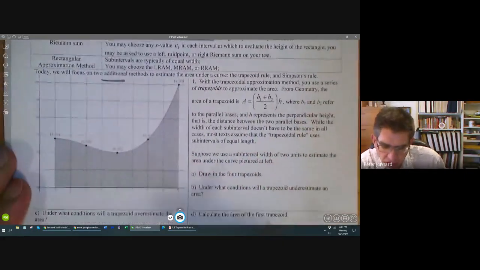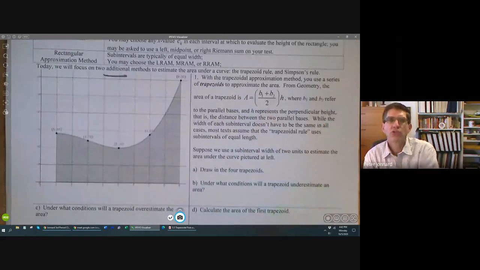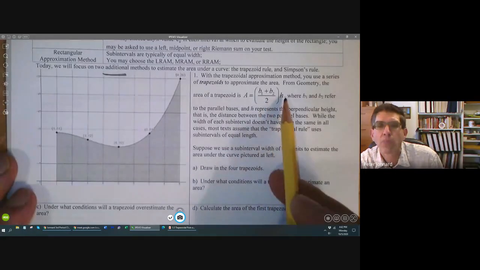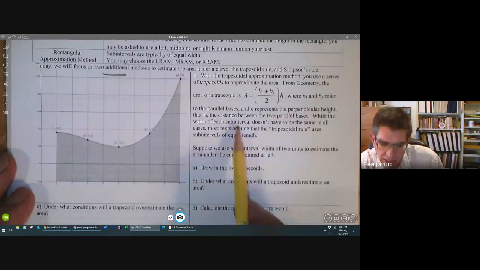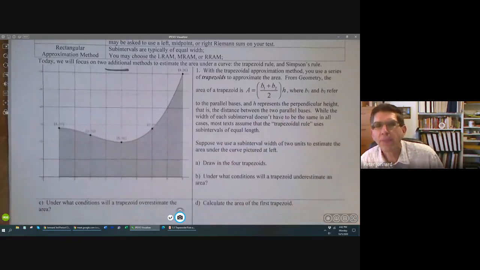So basically, with the trapezoidal approximation method, you use a series of trapezoids to approximate the area. And from geometry, we know the formula of a trapezoid is the average of the bases times what I call the perpendicular height. That is the distance between the two parallel bases. And the width of each subinterval does not have to be the same for the trapezoid rule, but most textbooks will make it the same because there's a formula we use for trapezoidal rules. So you guys have to be careful with that.